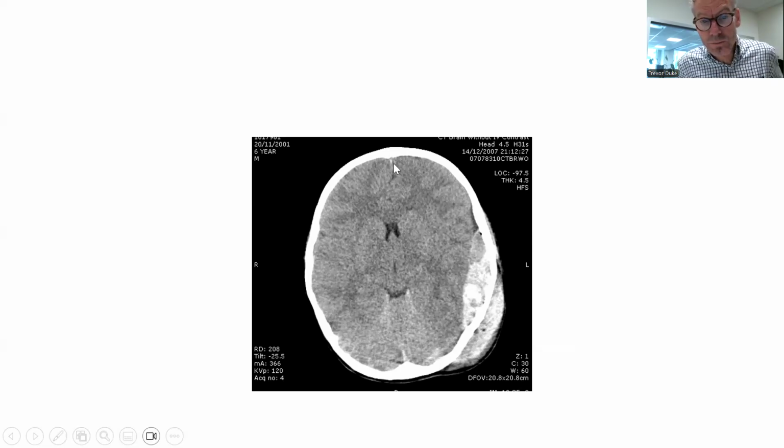You can also see from this scan, there's a bit of what we call midline shift. The falx is not entirely in the midline, but the ventricles look pushed over to the right side a bit from this left-sided subdural hematoma.